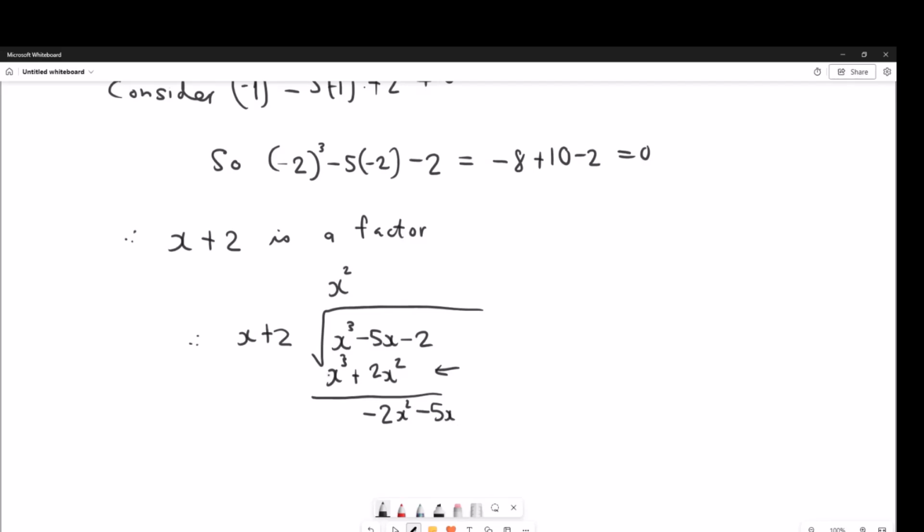Now I ask myself, how many times does x go into minus 2x squared? It goes in there minus 2x times. And then I repeat the process. I multiply again. I multiply x by minus 2x, and I multiply 2 by minus 2x. So let's just see what we get.